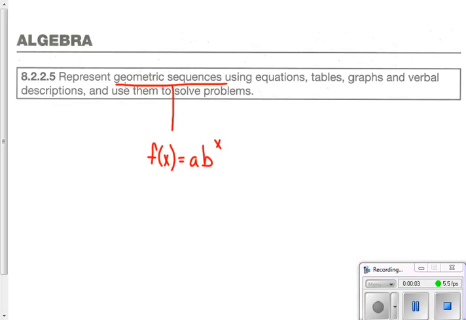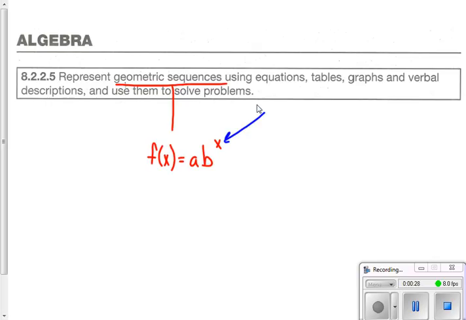8225, represent geometric sequences using equations, tables, graphs, and verbal descriptions, and use them to solve problems. Remember, the equation for the geometric sequence is f of x equals ab to the power of x. X is your exponent. Actually, when you have that x for an exponent, this is called an exponential graph, hence exponent being x.